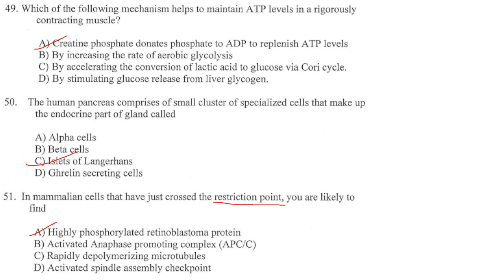Now what happens as a result of that? When RB, or retinoblastoma, is bound to E2F, production of protein necessary for the G1/S transition is blocked. Now what will happen next? The cell will increase in size and RB is slowly phosphorylated and it becomes inactive. So RB is released from the E2F, which now can turn the genes on that produce the transition proteins. So in mammalian cells that have just crossed the restriction point, you will find highly phosphorylated retinoblastoma protein. Answer is option A.